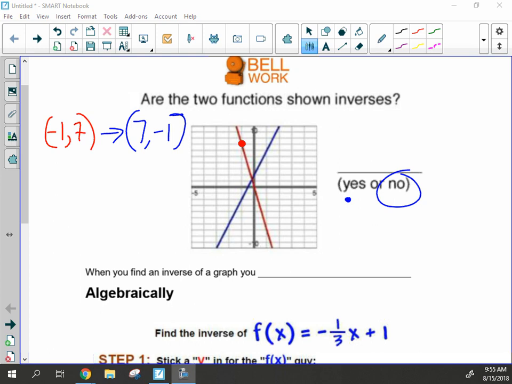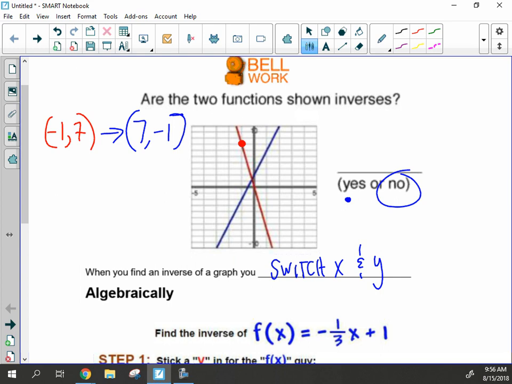Yesterday I tried to drill into your head that an inverse is when you take the x and the y and switch it. I'm going to write that right here. Switch x and y. That is basically what you do with all inverses, whether it's a graph or an equation.